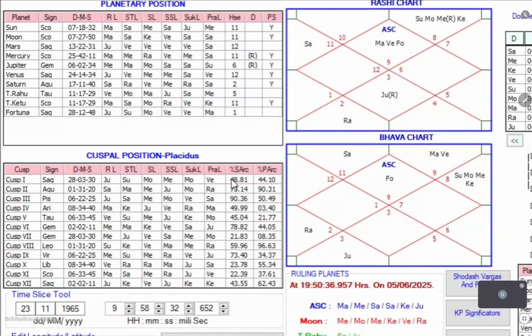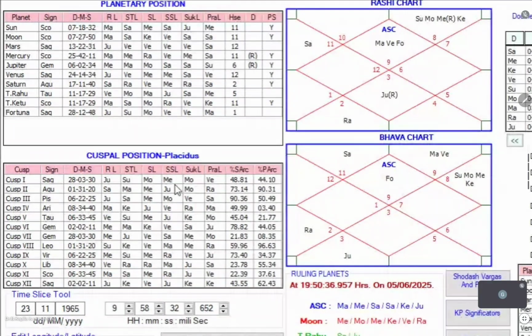So there are different ways. If you look into the book, it is very clearly written that there is no specific rule to fix the arc, but the common rule which we follow is the first one that I have explained. Is it okay?